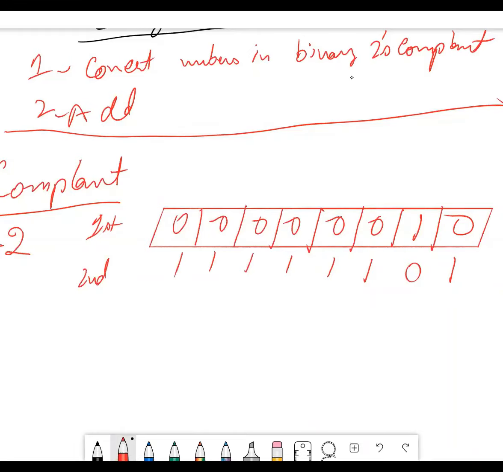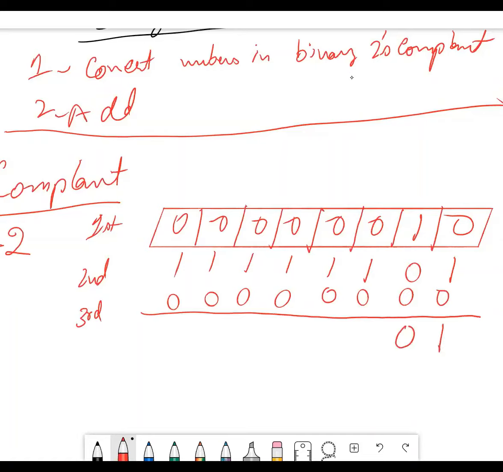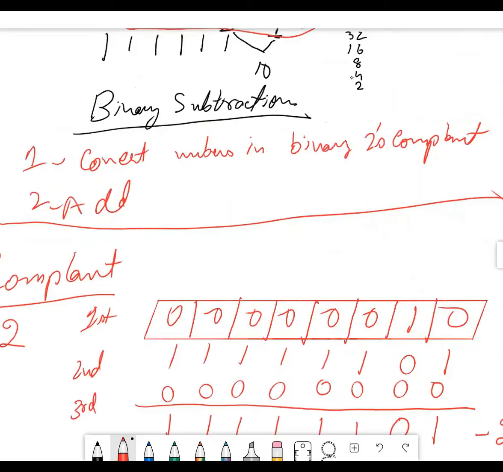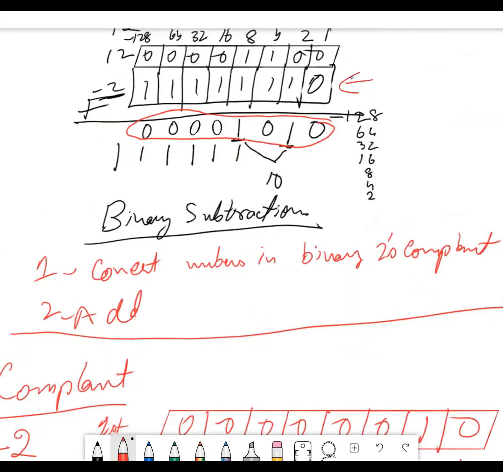So this is the first step, and then my third step is to add 1 to it. When you add 1 to it, you will see automatically it will give us the same result which we just showed above. 1 plus 0 is equal to 1, 0 plus 0 is 0, 1 plus 0 is 1, 1, 1, 1, 1, and 1. So this is equal to minus 2 in 2's complement. You see this is the same as above. All ones with a 0.